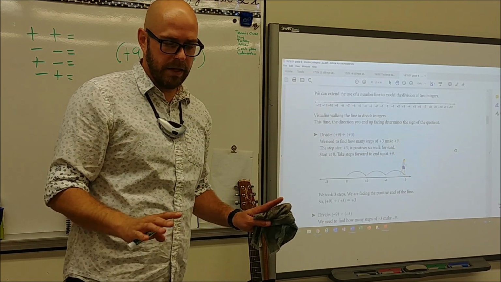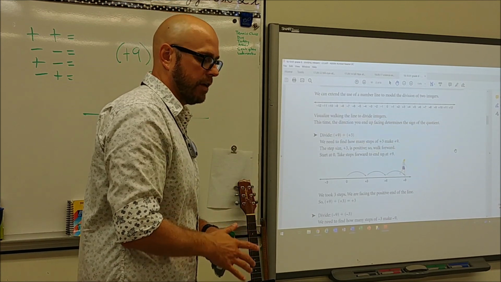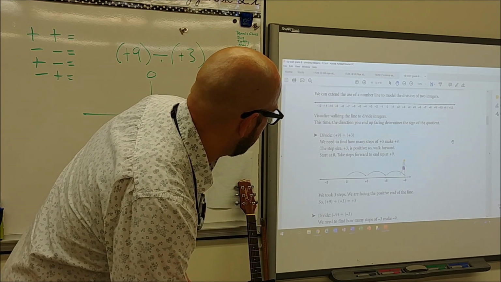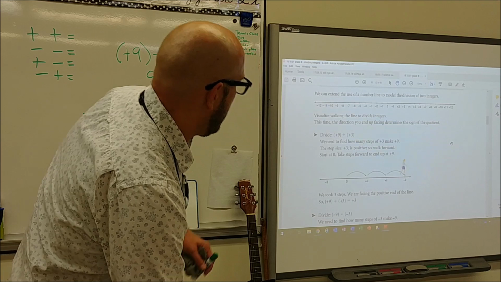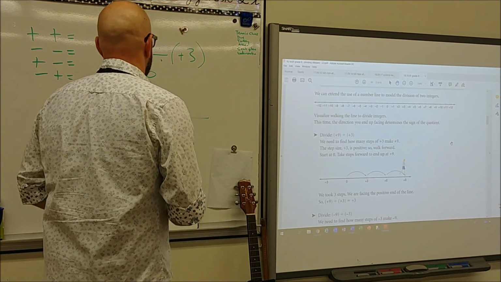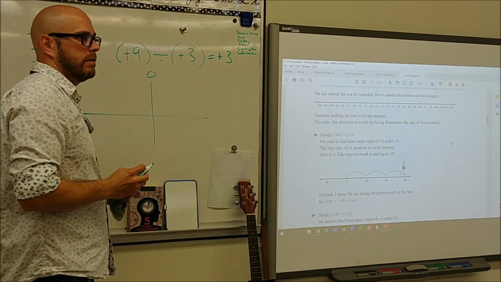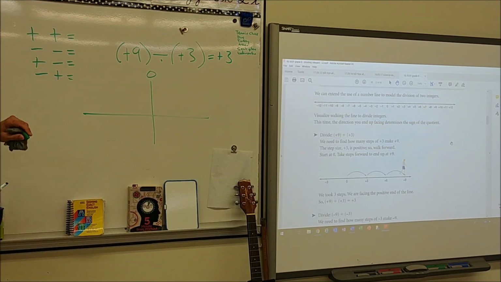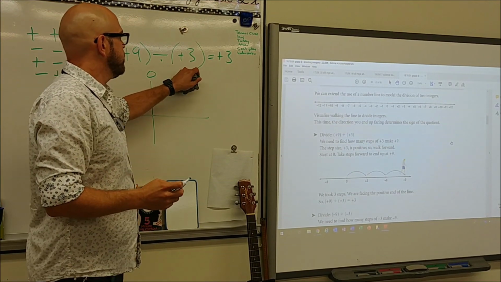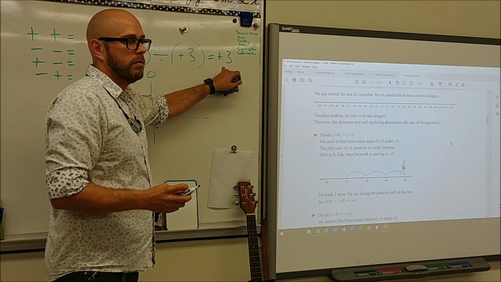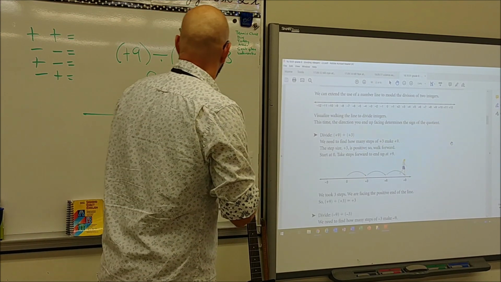Yeah. Okay, I'm glad it makes sense because it's going to get confusing. We took 3 steps. We are facing the positive end of the line. Therefore, positive 3. Now let's see if it's consistent with our model for multiplication. Plus, plus goes up. Yes. Let's see if that's consistent as we go.